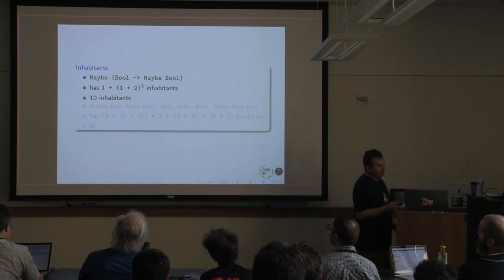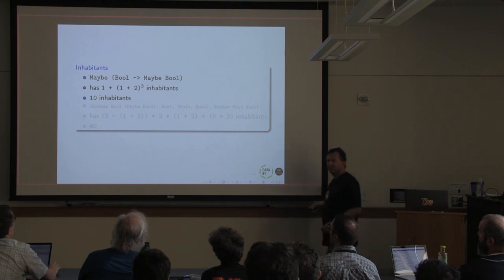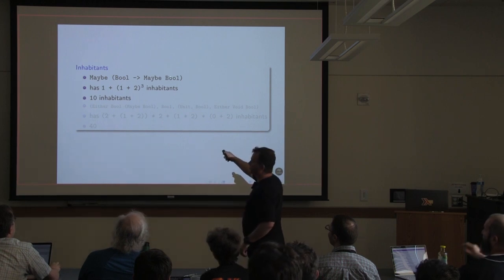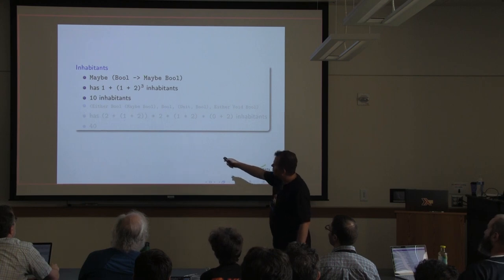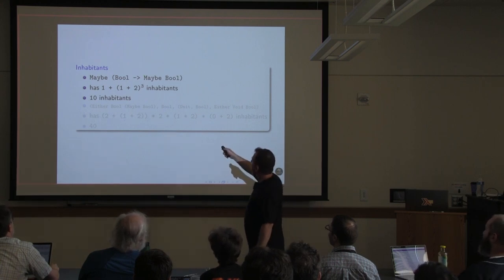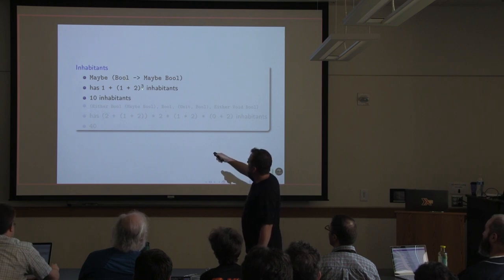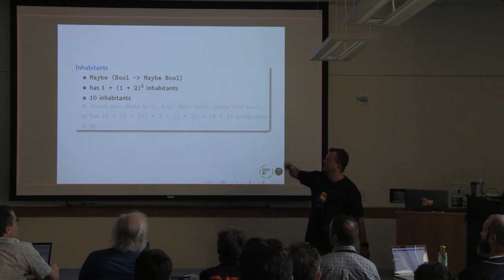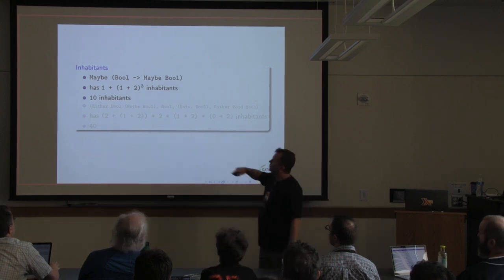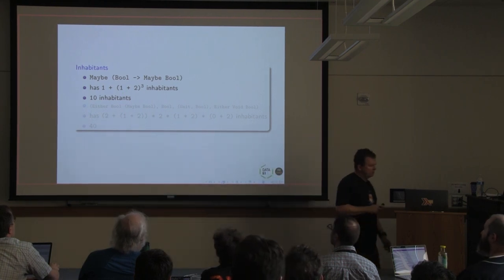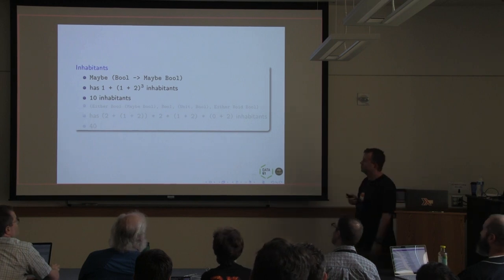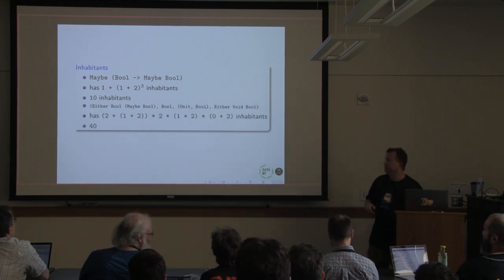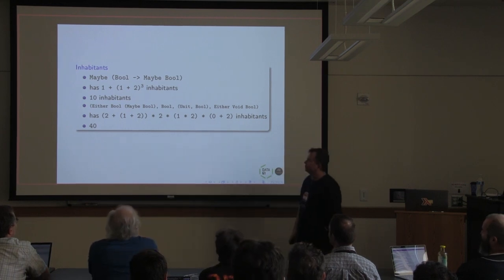Here's a slightly trickier one. Maybe I should have hidden that number there. How many does that have? Well, let's work it out. 1 plus 2 is 3. 3 to the power of 2 is 9. Maybe you meant Maybe Bool to Maybe Bool. Yeah, I think I screwed that bit up. Actually, sorry, it's 3 to the power of 2, plus 1. It's 10. Yeah, okay, let's just do the hard one. The equation was wrong, but the number was correct.